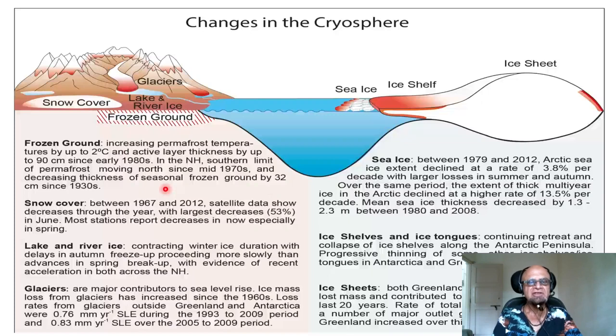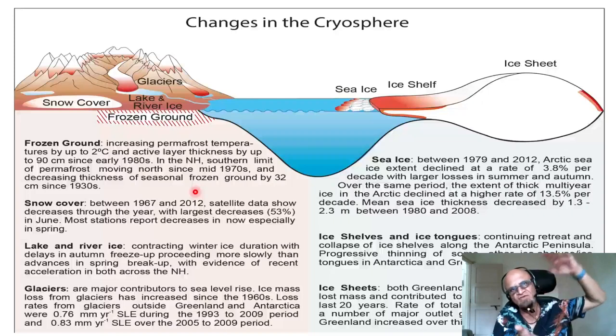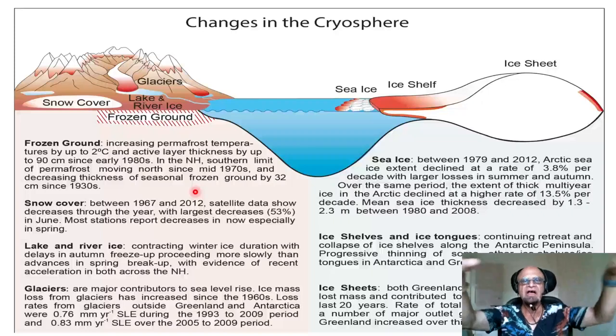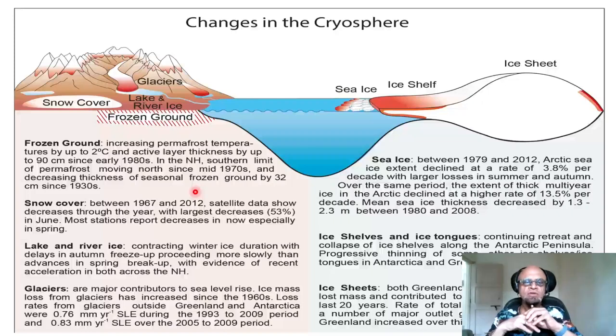Frozen ground: permafrost temperatures have increased by up to 2 degrees centigrade, and active layer thickness by up to 90 centimeters since the early 1980s. Sorry. So this is ground that has been frozen for a long time, since the end of the last ice age, because you're at high latitude and it's still cold in the Arctic Circle and so on. But now with global warming, the air temperature keeps warming, and that keeps taking heat away from the soil and the permafrost.